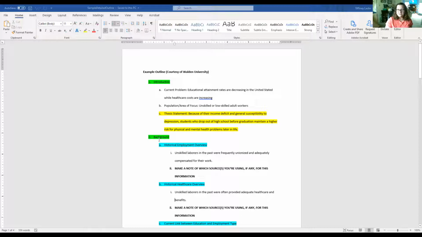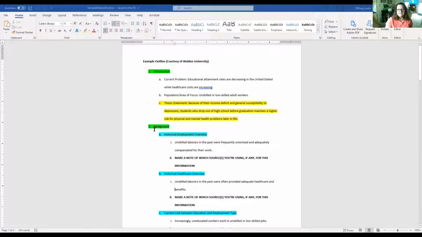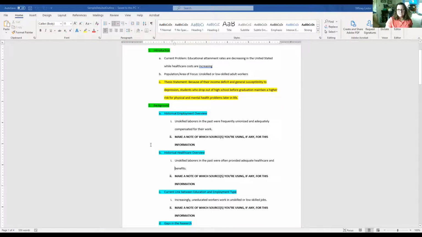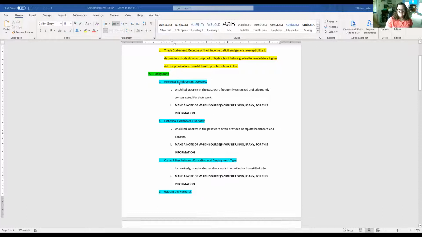The first section after the intro on our scratch outline was background information, right? And this now is what we're looking at. Historical employment overview. How unskilled laborers in the past were frequently unionized and adequately compensated for their work. Make a note of which sources you're using, if any, for this information. So when you're making this outline, here in this section, whatever it might be, every time you make a point on your outline, if you are using source information in that specific location, then make a note on your outline of which source you're using.